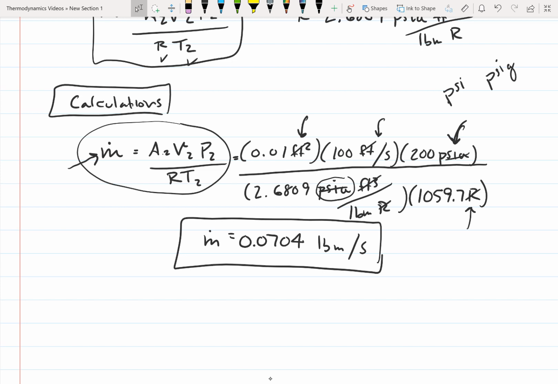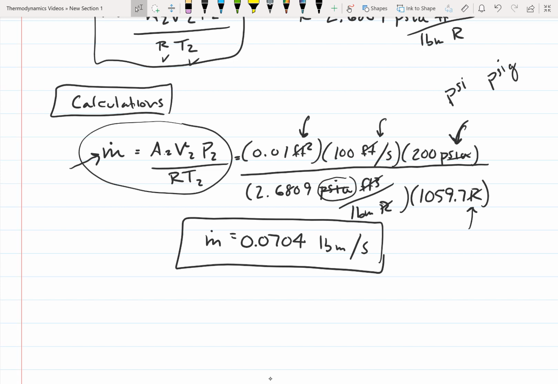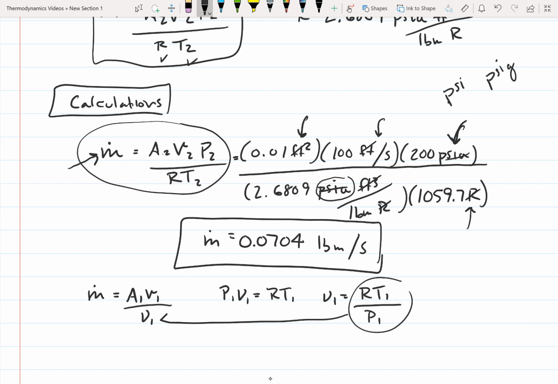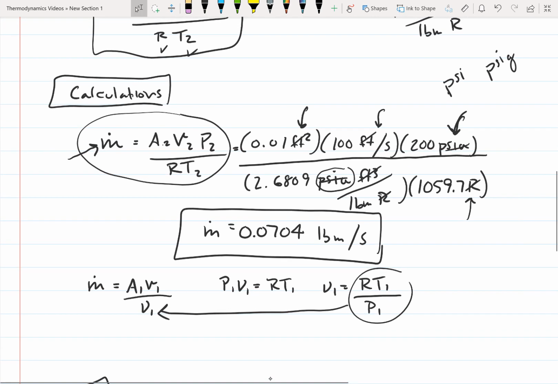All right, so we have the mass flow rate. Now the second thing we needed to calculate was the area of the inlet. So we know that the mass flow rate is equal to the area of the inlet multiplied by the velocity at the inlet multiplied by the specific volume. We're going to calculate the specific volume from the ideal gas law. So V1 is equal to RT1 over P1.